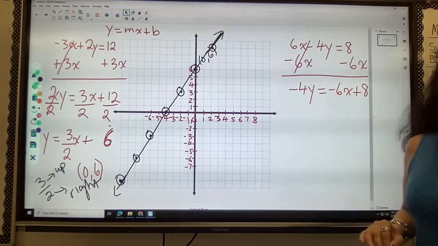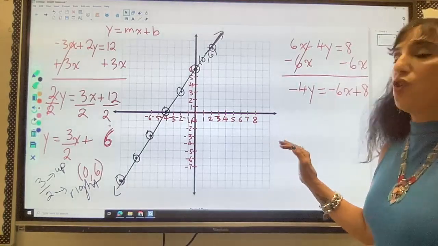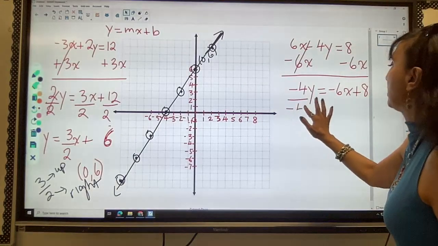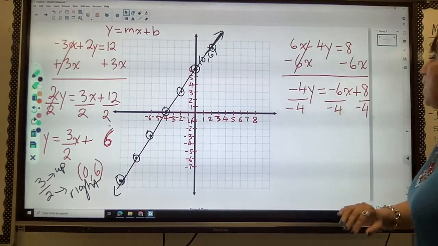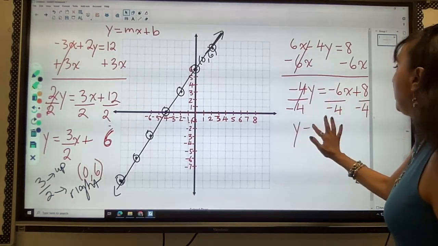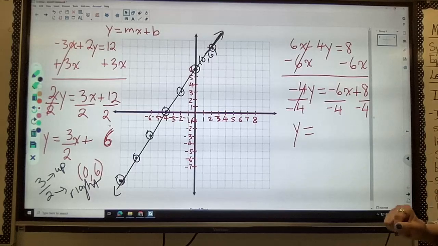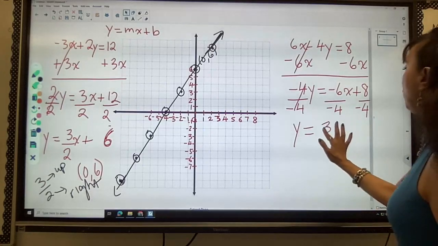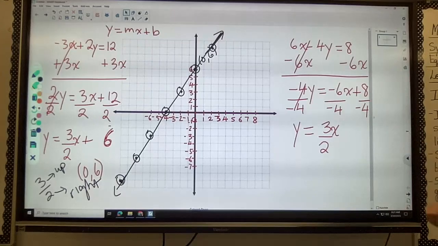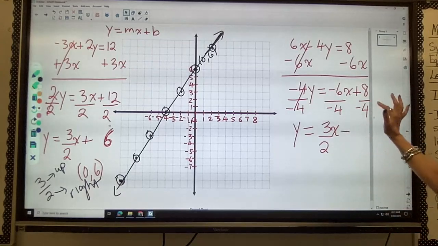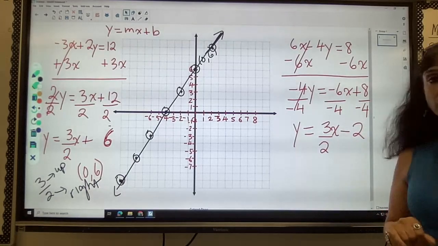Okay? Next, I am going to look at the coefficient before the y, it's negative 4. So I am going to divide both sides by negative 4. And I get y is equal to negative divided by negative gives me positive, and when I simplify this I get 3 over 2x, and then positive divided by negative gives me negative, and 8 divided by 4 gives me 2. So that's a negative 2.